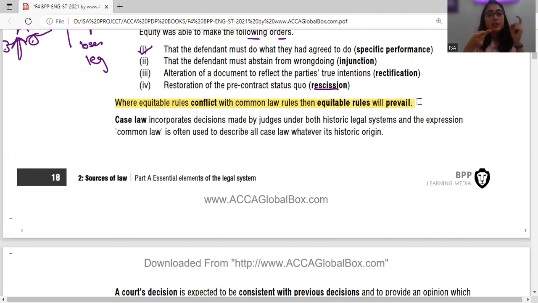Equitable rule is saying, listen to the claimant. He is the victim. He has been unjustly fired from the job. He has been blamed to be guilty, to be fraud. Restore his pre-contract status quo. There is a rescission order which you can give. Common law is saying no. Follow the contract. You cannot breach the contract. Who will win? Come on, tell me who will win? Equitable rules. Equitable rule will prevail.